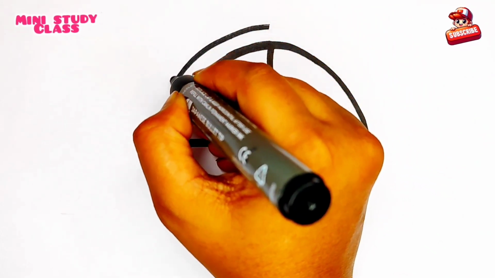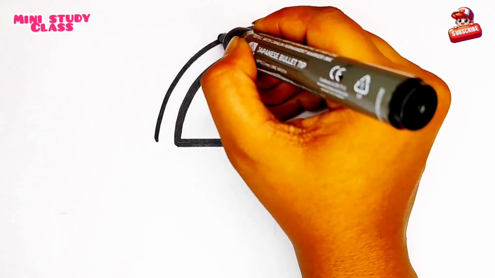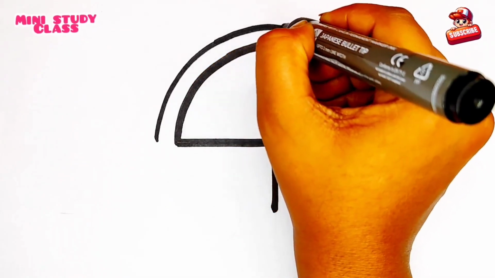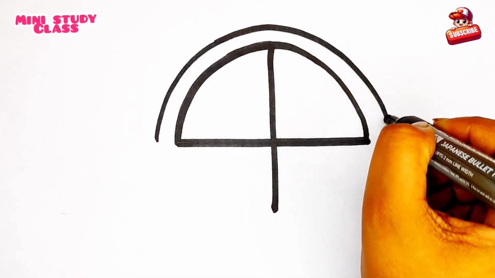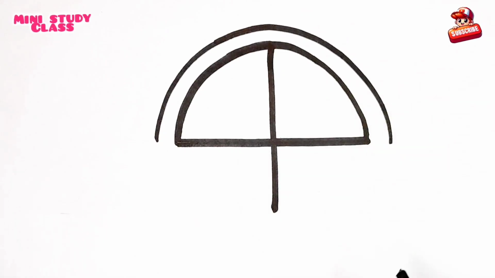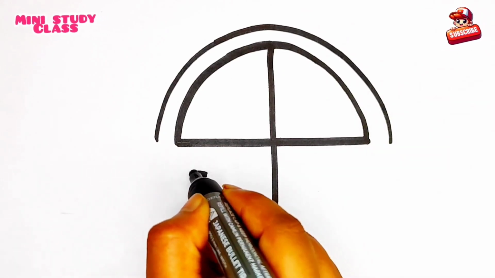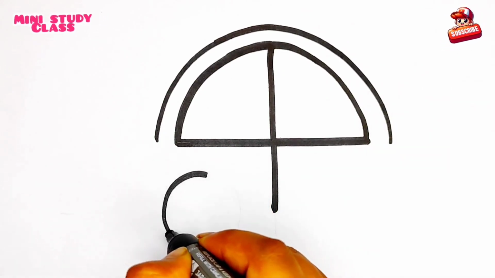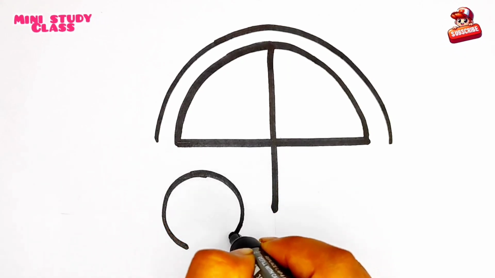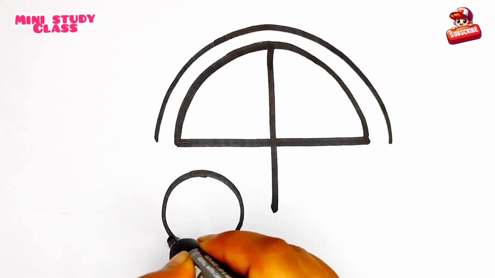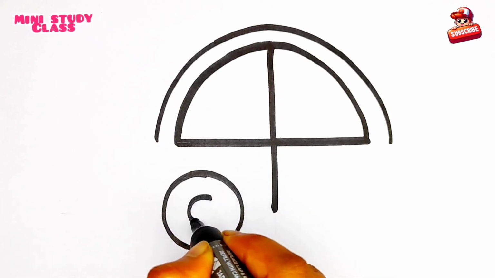Here we draw a semicircle on the top of the car. We draw very carefully. Next we draw the car wheel using a circle shape. We draw a small circle into it.